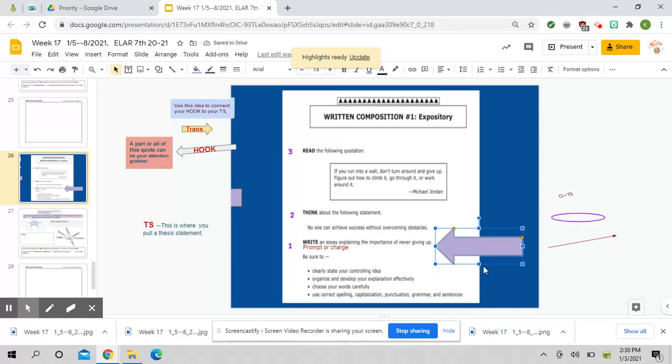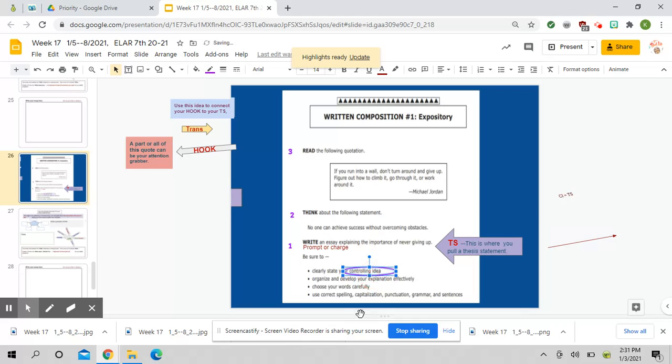Because this is the most important, it gets the biggest arrow. Your thesis statement tells the reader in one sentence everything that the paper is supposed to be about. It's the most important information. The thesis statement is also, as you all know, called the controlling idea.